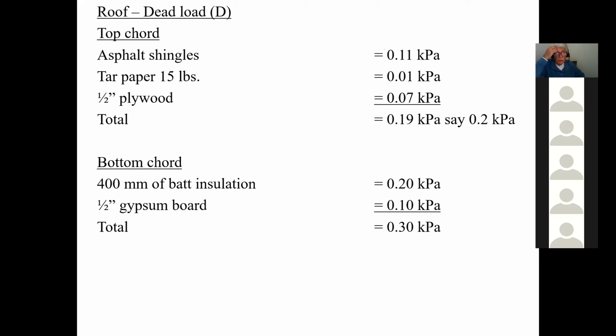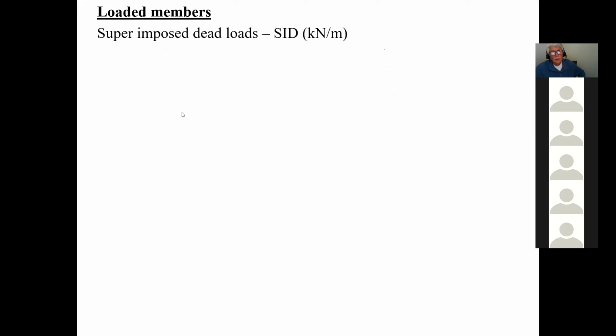Okay, now so what that means is that if my roof trusses are spaced at 600 millimeters on center, the tributary width of each truss is 0.6 meters. Therefore in ADA I need to put a uniformly distributed load on the member. So I take 0.2 times this, that gives it to me for the top chord, 0.6, that gives it to me for the bottom chord. Okay, now once I've done that, so the superimposed dead load.